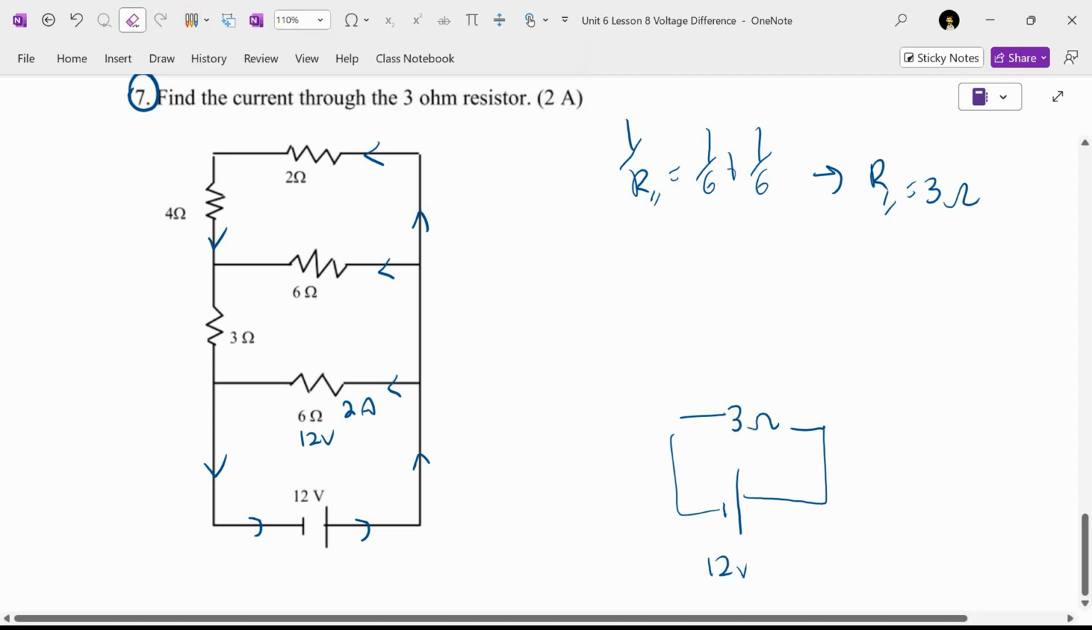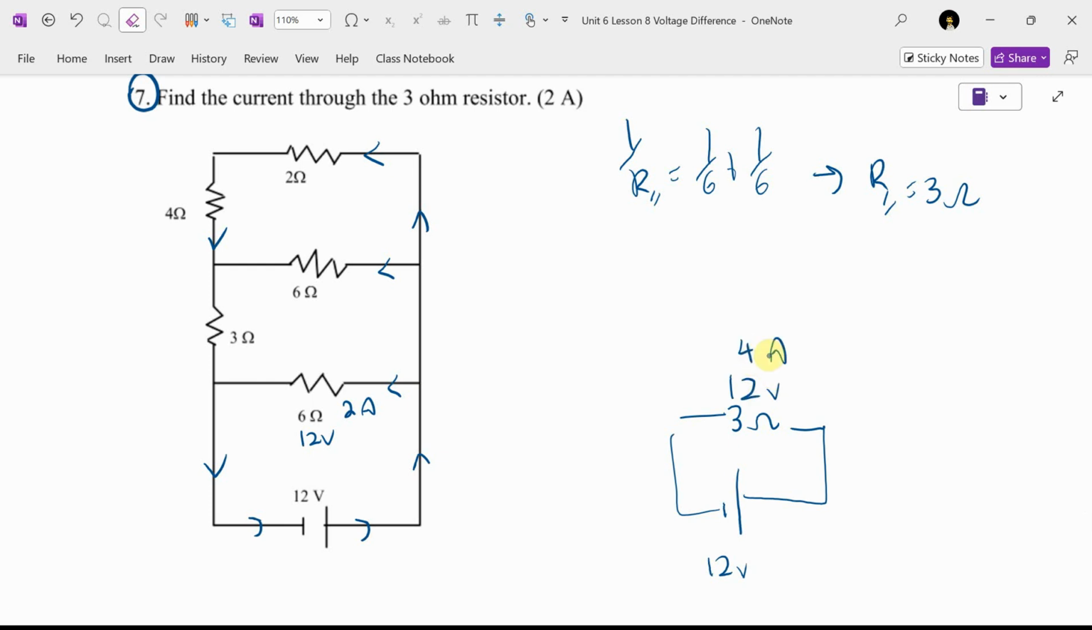Now, why does that help me? Now I can tell you this is 12 volts. This has got to be 4 amps. That's the total current leaving the battery. Now 2 amps went this way, so that means I must have 2 amps here. It's split up, but it rejoined. I know I have 2 amps in this 3 ohm, and I know I have 6 volts.